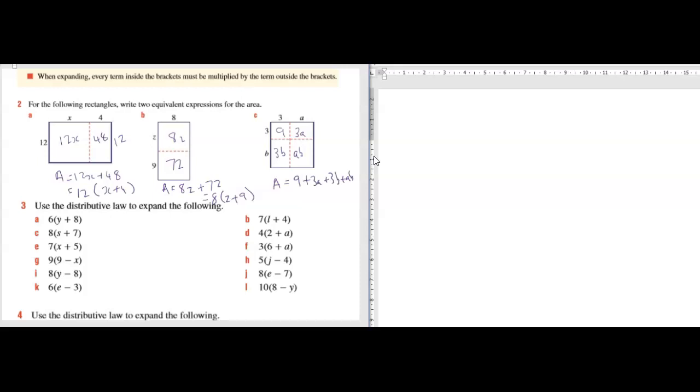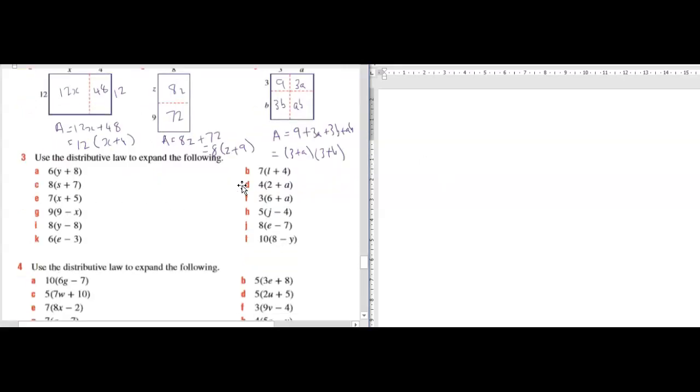And it doesn't matter what order you actually write them in. If we were to write that in factorized form, and you don't necessarily have to know this at Year 7 level, we would do our length, 3 plus a, times your width, 3 plus b, and that's what it looks like in factorized form, but we're not actually expanding brackets like that.